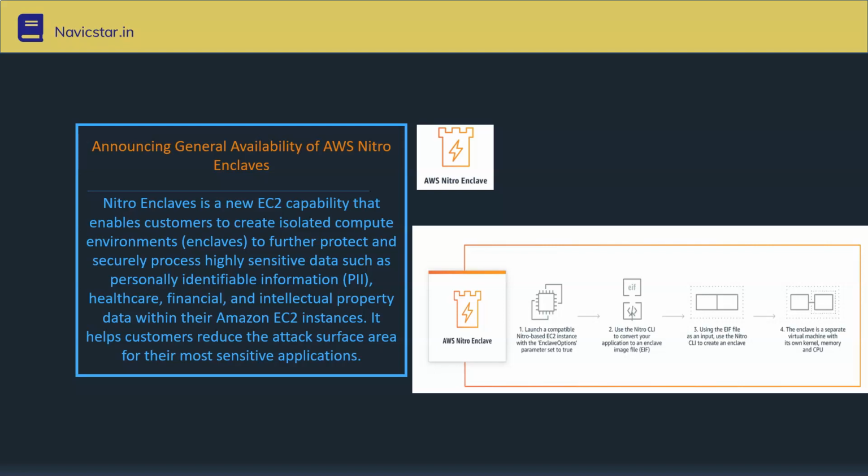Basically, Nitro Enclave is a new EC2 capability. Your data is residing on the EC2. If you want that data to be more protected and more secure, they have created this Nitro Enclave facility. In this facility, they add a new enclave environment which is totally isolated from your EC2. It has its own CPU and its own memory.